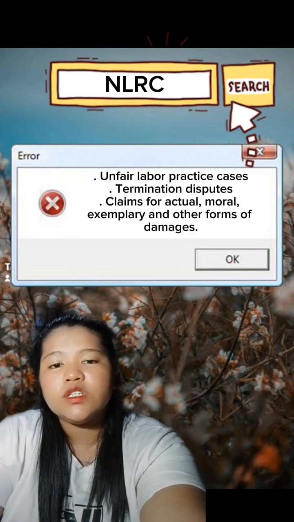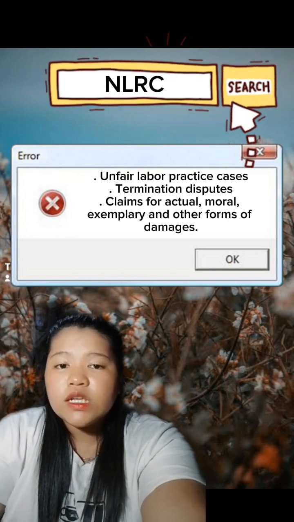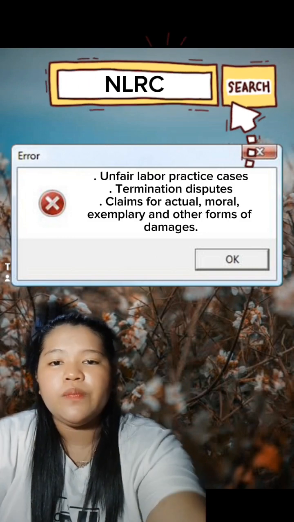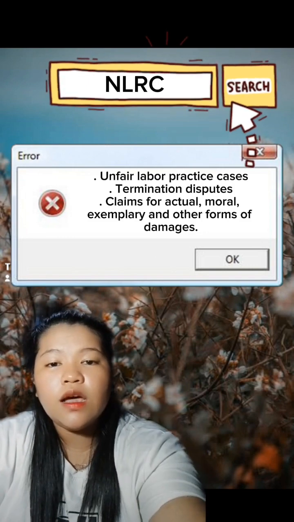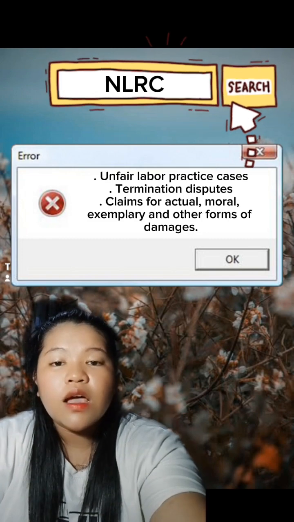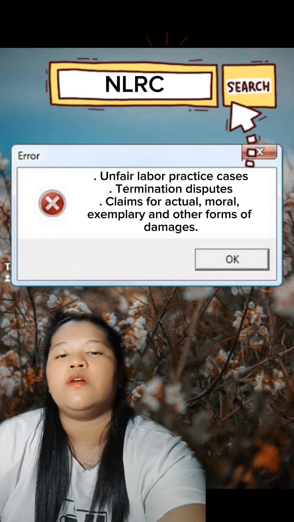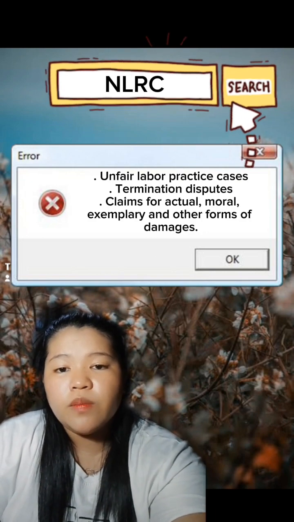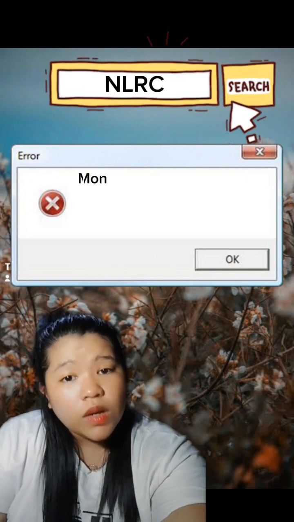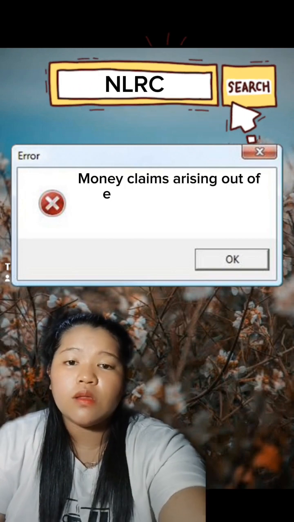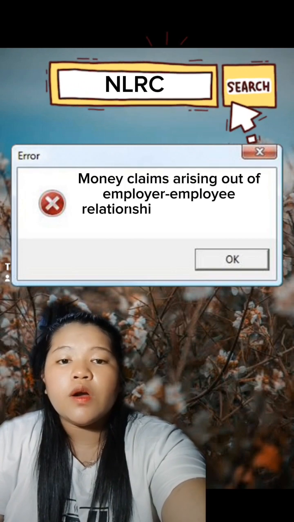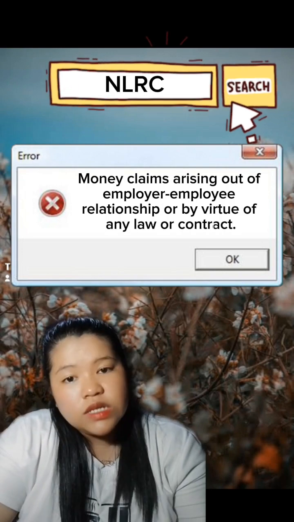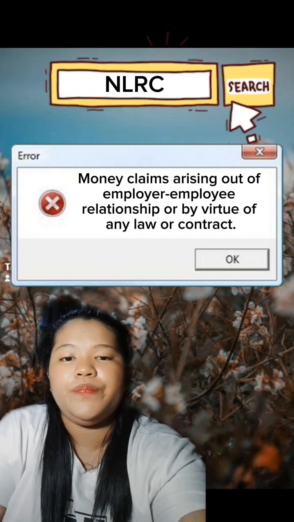Fifth, wage distortion disputes in an organized establishment may be voluntarily settled by the parties pursuant to the Wage Rationalization Act, Republic Act 6727. Another one is enforcement of compromise agreements when there is non-compliance by any of the parties. Another one is money claims arising out of employer-employee relationship or by virtue of any law or contract. Other issues will be taken on a case-to-case basis as provided by the law.